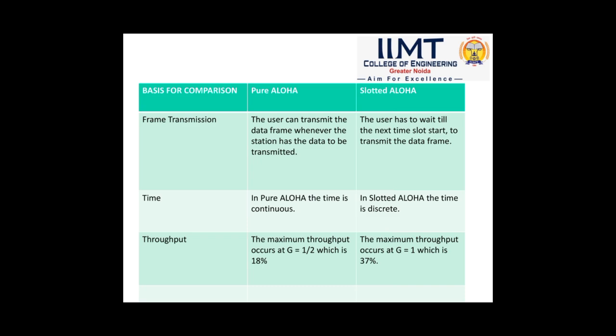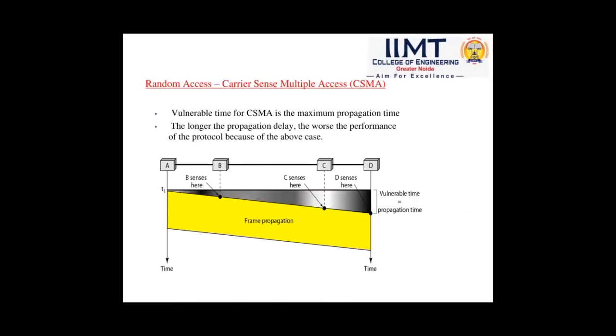In pure Aloha, the time is continuous, and in slotted Aloha, the time is discrete. It is divided into different slots whose length is equal to the length of a frame. The throughput is 18% in pure Aloha, and in slotted Aloha it is 37%. Its value is 36.8, which is approximately 37%, so I write 37% here. And its value is maximum when the value of G is 1.